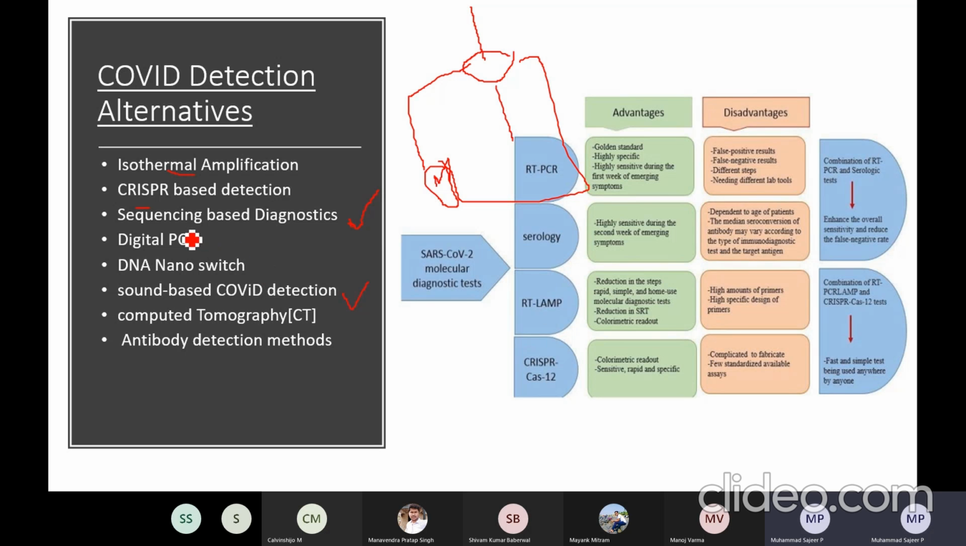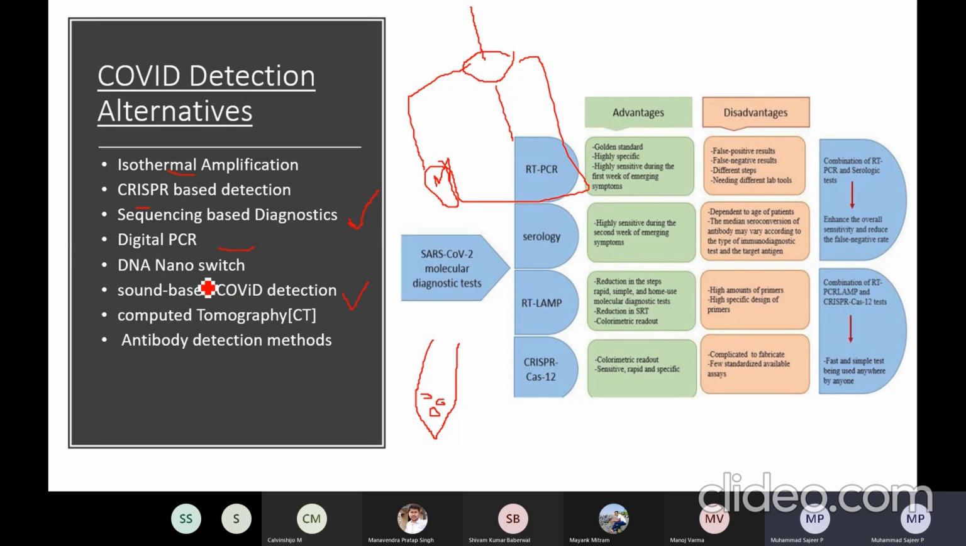Then comes digital PCR. What we'll do is partition the PCR solution, using microwell plates, into thousands of nanodroplets. We have this in the machine. We separate it into nanodroplets, and then the PCR reaction happens in each one of them. Then the sample is checked for the fluorescence readout.